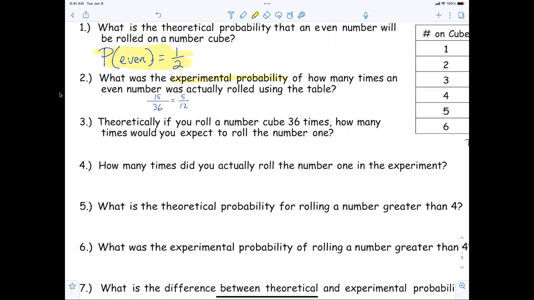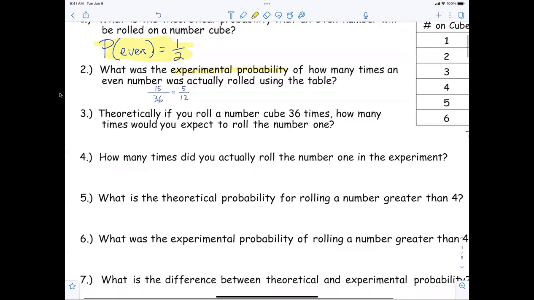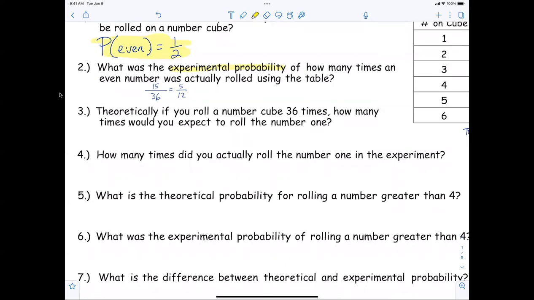So theoretical is what should happen. I couldn't have said it better myself. And experimental is what happened when you performed an experiment. Okay. All right. So let's take a look at number 3. They're just trying to differentiate them.